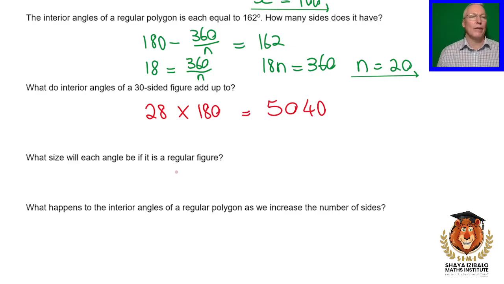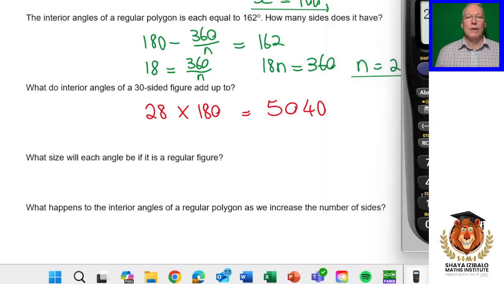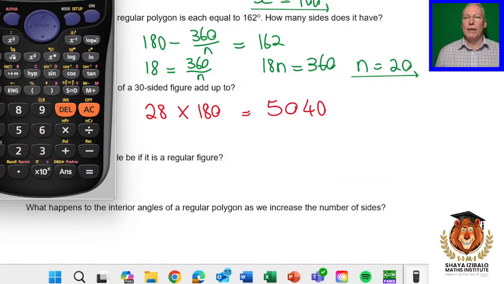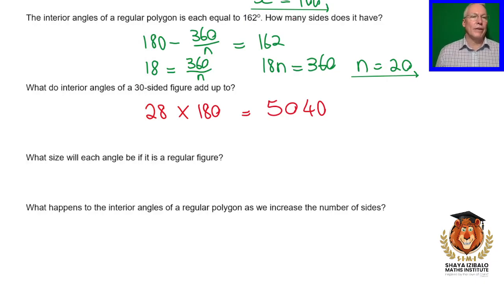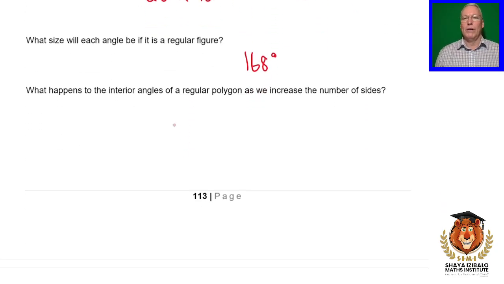If it's a regular figure, in other words each angle is the same, then we can work out the angle size by just taking our 5,040 and dividing by 30. And we get 168 degrees. So a 20-sided figure has angles of 162 degrees each, and a 30-sided figure has angles of 168 degrees. What happens to the interior angles of a regular polygon as we increase the number of sides? Well, it increases.